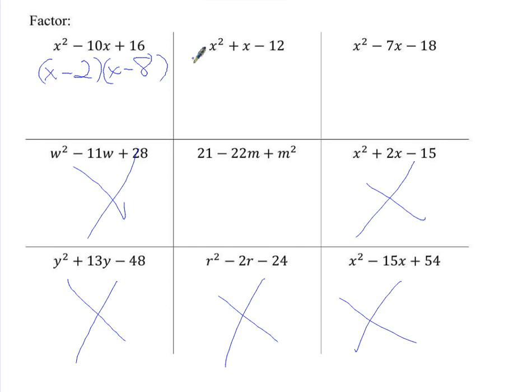Middle one. Does this factor like I've been doing? Yes, so we can do this. We can put x and x, and my signs will be one's positive, one's negative. Two numbers that multiply to give me negative 12, but add to give me positive 1.